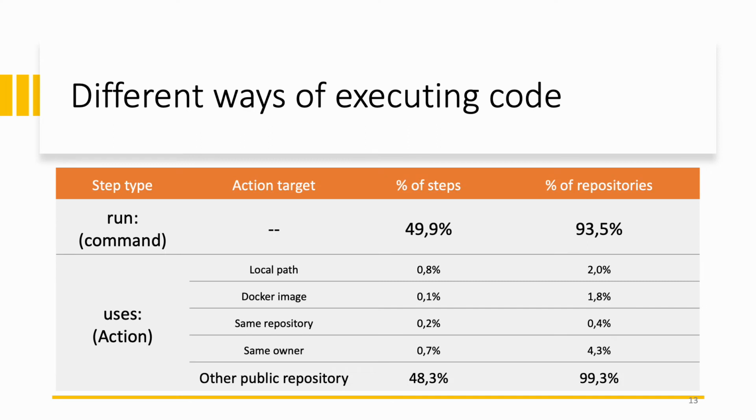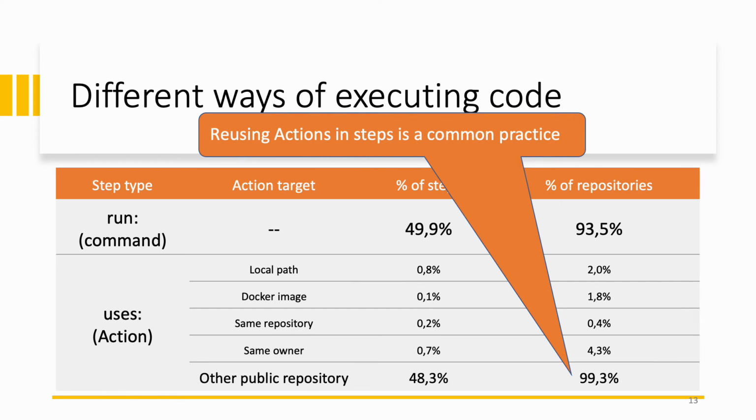As you can see here, around half of the steps use an action, and nearly all repositories have at least one step referring to an action. We observe that these steps mostly refer to another public repository, just as I mentioned earlier, from Marketplace, which are 48% of the steps, distributed over almost all the repositories, 99% of the repositories. So what we understand is that reusing actions in steps is a common practice.